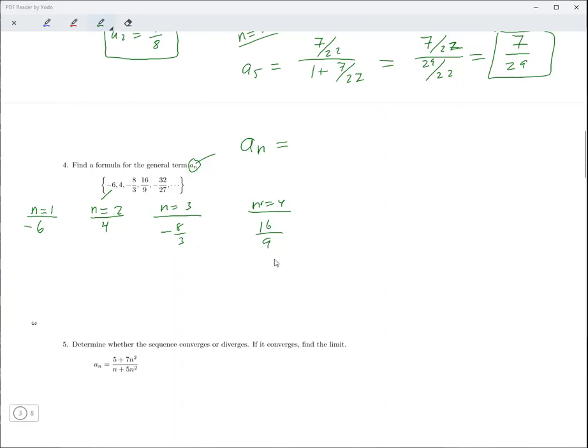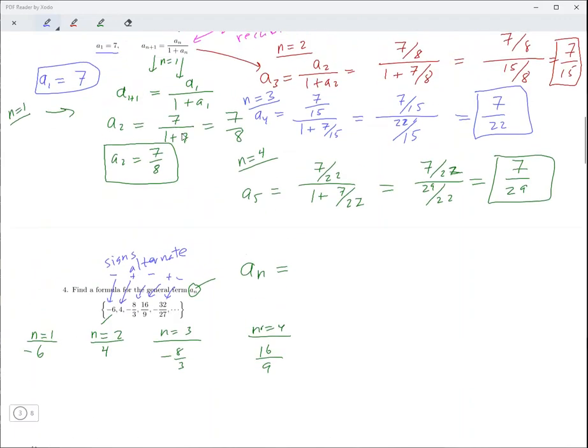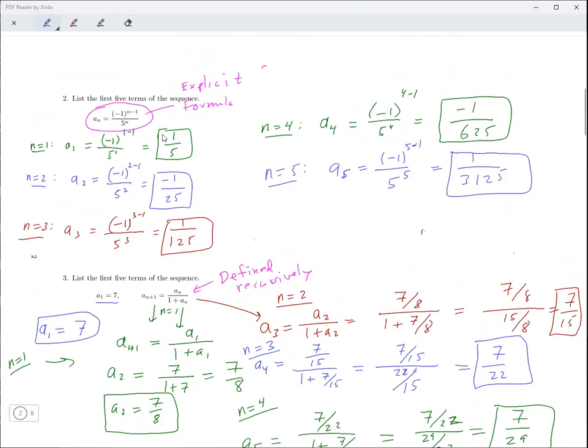Okay. So maybe one thing you notice is that the signs alternate. So negative, positive, negative, positive, negative. Now something happened up here where you had the signs alternating. This was positive, then negative, then positive, then negative, then positive. And it's because of this -1 to the n minus 1.